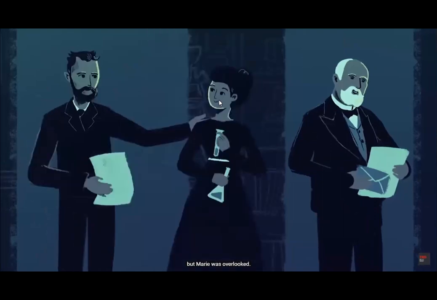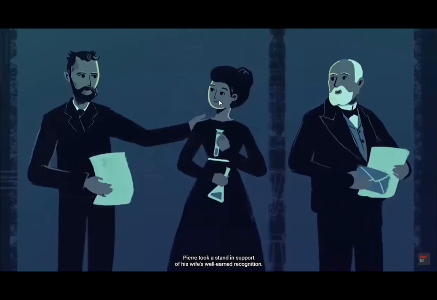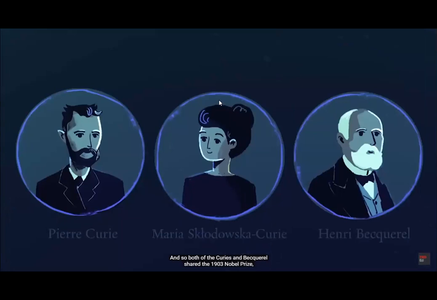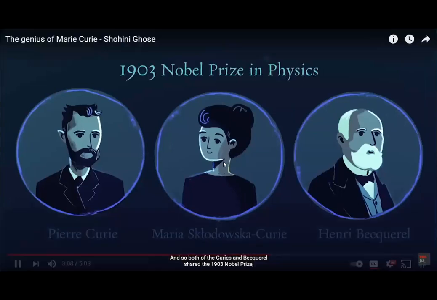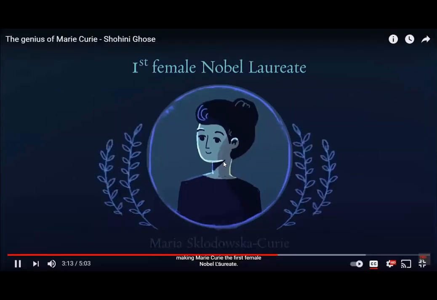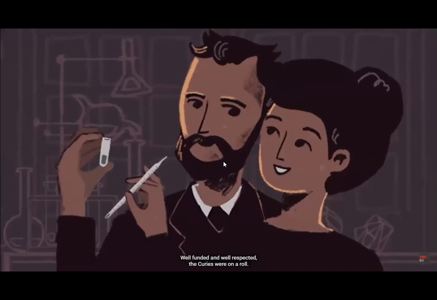Pierre took a stand in support of his wife's well-earned recognition. And so both of the Curies and Becquerel shared the 1903 Nobel Prize, making Marie Curie the first female Nobel laureate. Well-funded and well-respected, the Curies were on a roll.